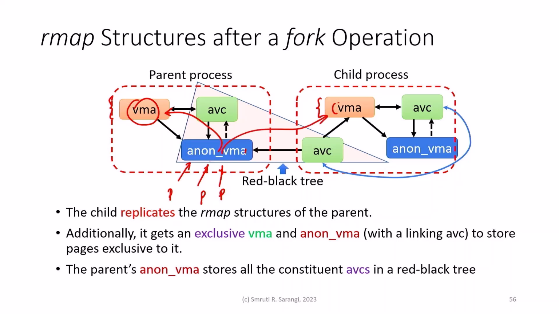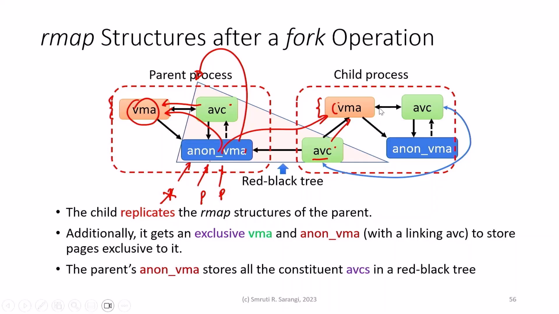How is this connection established? The connection is established by creating an AVC that connects the parent's Anon VMA to the child's VMA, and a red-black tree, which this Anon VMA points to, contains the AVC of both the parent and the AVC of the child, such that if, let's say, this page is evicted from memory, via the red-black tree we can reach this AVC and this VMA, and this AVC and this VMA, and then appropriate changes in the virtual memory map can be done.